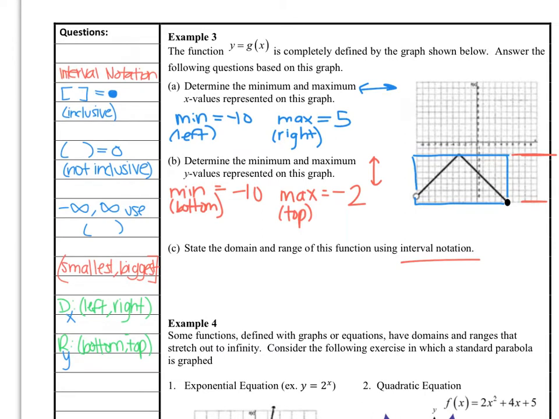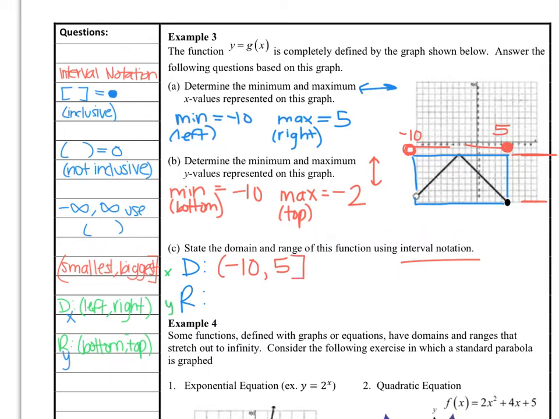So we've got domain and range. Remember again, domain is x, range is y, alphabetical order. Domain goes from left to right. So smallest number on the left side, this took us over here to an open circle at -10. So -10, open circle means not inclusive, so -10 with a parenthesis on that side. Comma, on the right side, it took us to a closed circle at 5. So the maximum, the right side, was a closed circle at 5. Closed means inclusive, so bracket there.